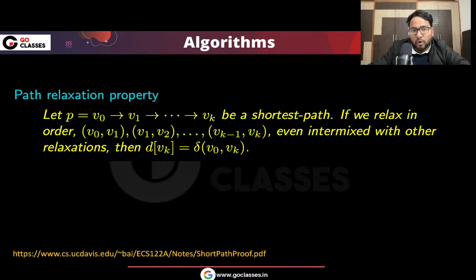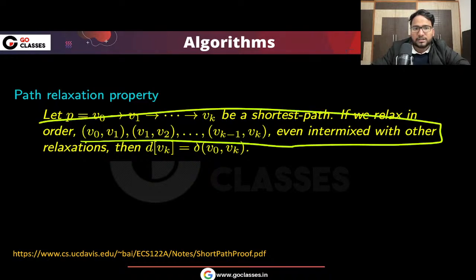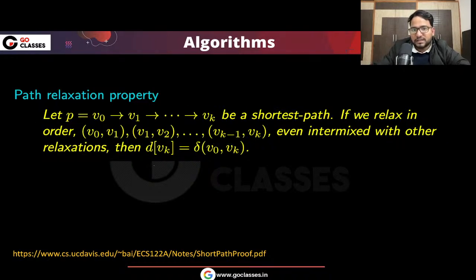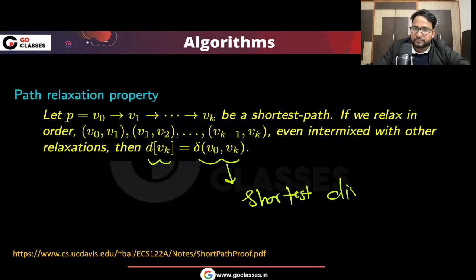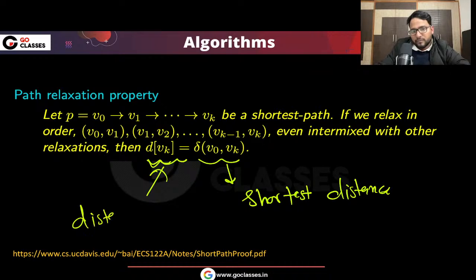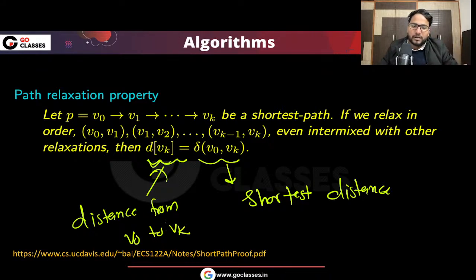If we relax in this order, v0 onwards, even intermixed with other relaxations, then this is the distance and this is the shortest distance. This is basically a notation for the shortest distance. They are saying that the distance from v0 to vk is finally the shortest distance. Let me know if this is understood by everyone or not.